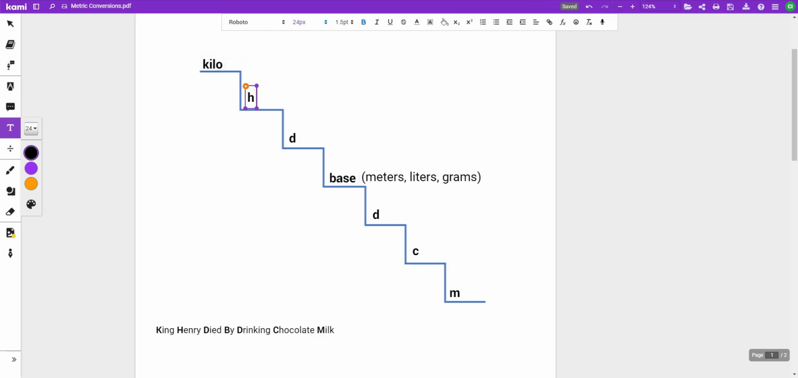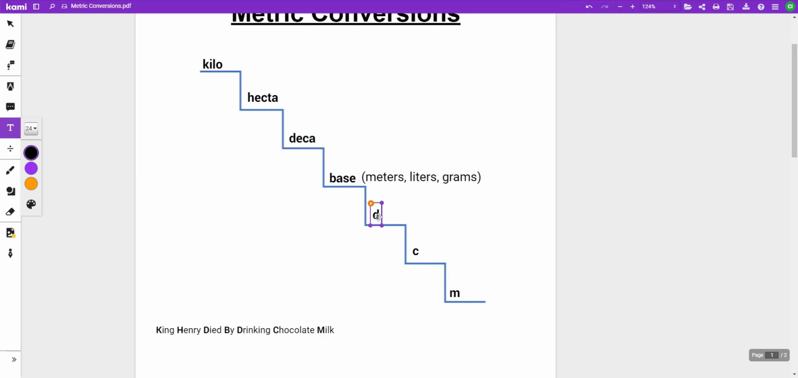We could also say hectometer, hectoliter, hectogram. We could say decameter, decaliter, and decagram. Okay, so all of these are prefixes that are going to go in front of one of these base units depending on what you are measuring.